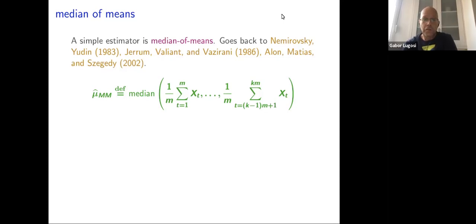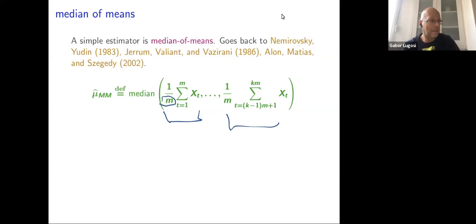The first one is the so-called median of means estimator. Even though it's known for a long time, it was independently discovered by smart people like Nemirovsky and Yudin, Jerrum, Valiant and Vazirani, and Alon, Matias and Szegedy in different contexts. It's only recently that this became widely known and widely understood. The estimator is really simple. We take our data points and form random blocks of size m. In each block we compute the empirical mean of the data, and now we just take the median. This is the median of means algorithm.